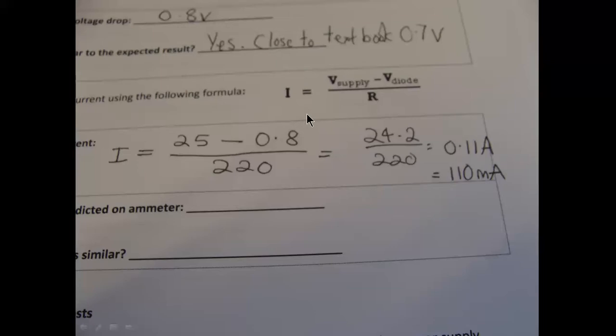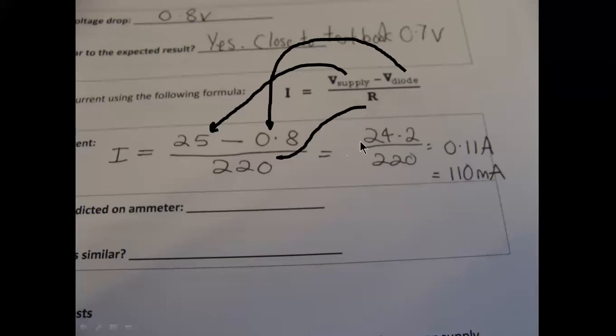You're then going to work out the current that's flowing, and we're going to use this formula: V supply minus V diode, divided by the resistance. So our supply is 25, our voltage across the diode we just measured was 0.8, and our resistance is 220 from the circuit. 25 minus 0.8 gives us 24.2, divided by the 220 gives me 0.11 amps. And if we press the engineering button or turn it into milliamps, we get 110 milliamps.